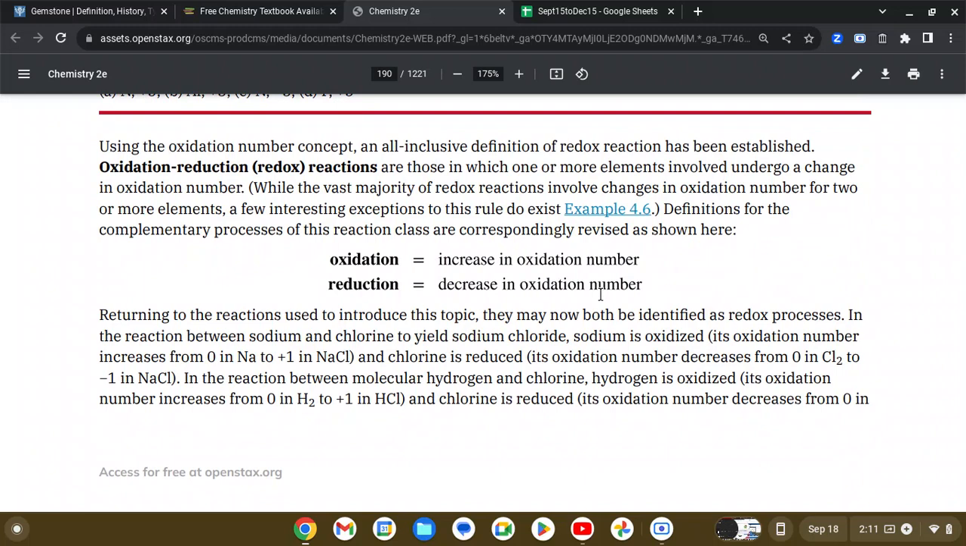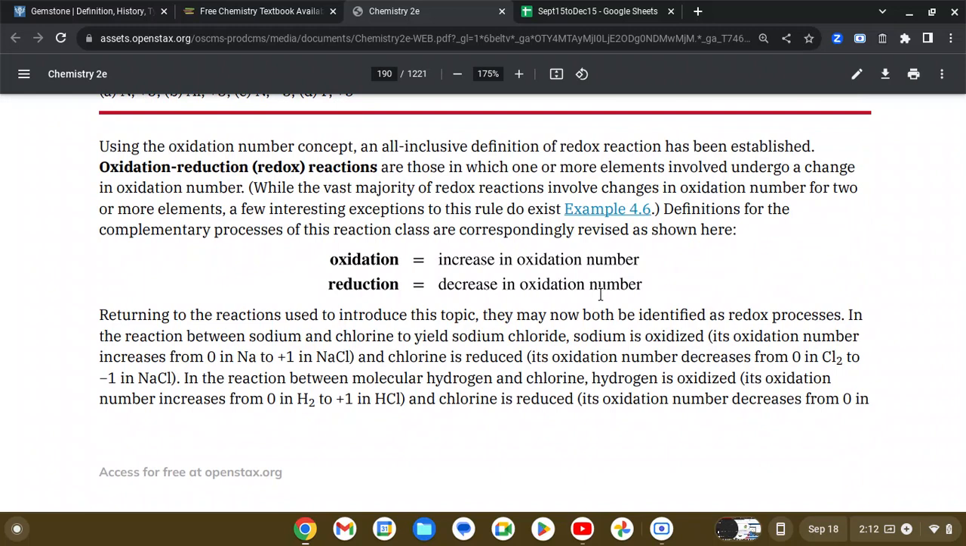Using the oxidation number concept, an all-inclusive definition of redox reaction has been established. Redox reactions are those in which one or more elements involved undergo a change in oxidation number, while the vast majority of redox reactions involve changes in oxidation number for two or more elements. A few interesting exceptions to this rule do exist.